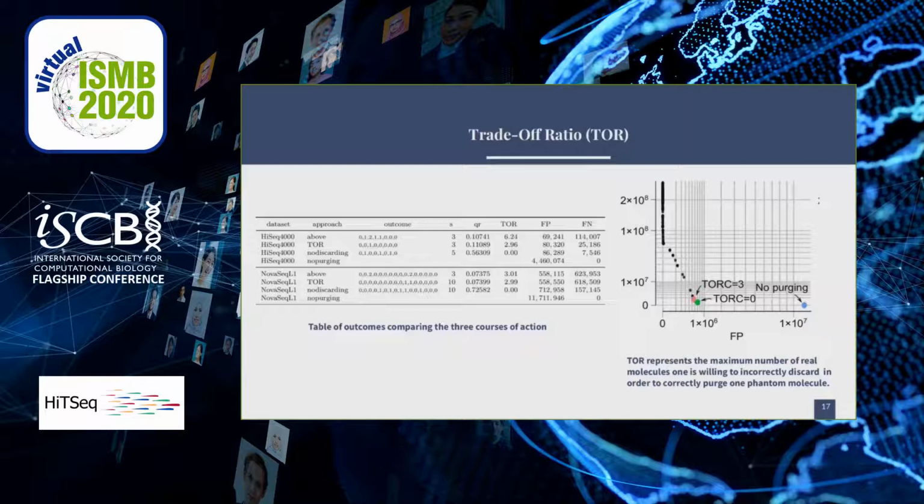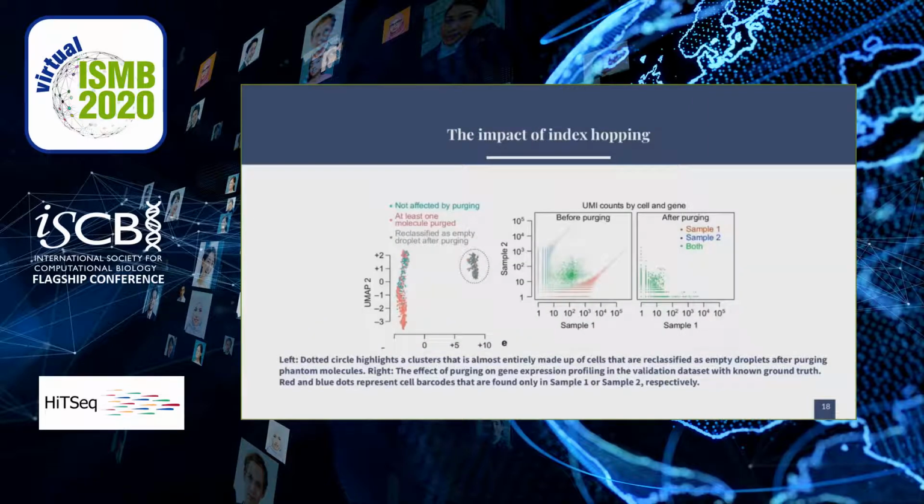And we can produce an optimal trade-off that balances both the false positive and false negative using the trade-off ratio. The impact of index hopping on downstream analysis can be shown by this figure, where we see a whole cluster of cells that was reclassified as empty after purging.